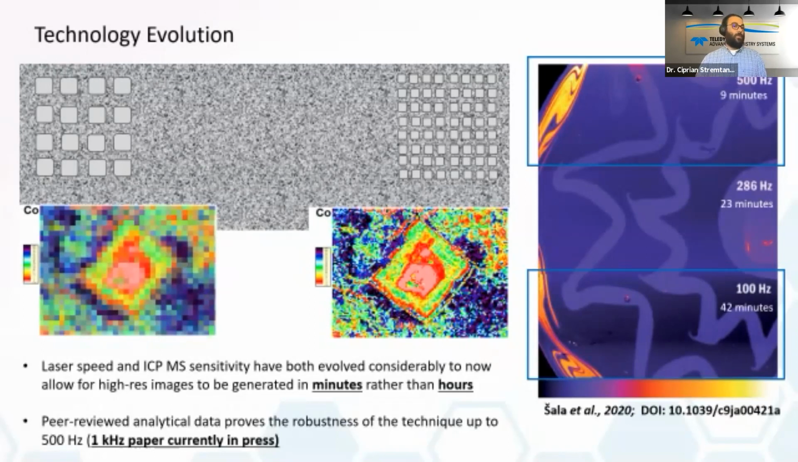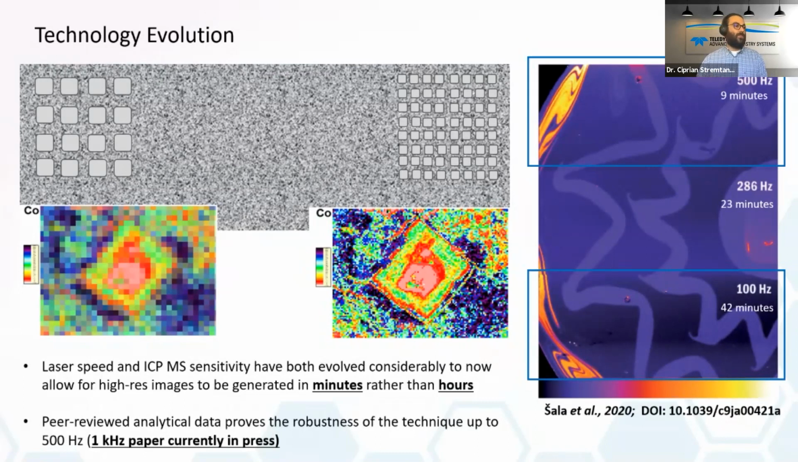So basically, that's what we're showing here on the left-hand side. In the beginning, you had to use large spot sizes, and then the image was rather pixelated. And then as the technology got better and better, the image quality has increased as well.